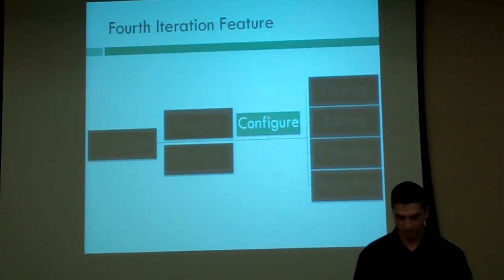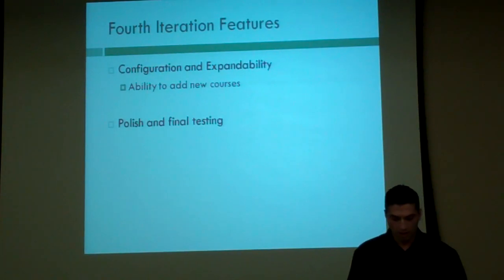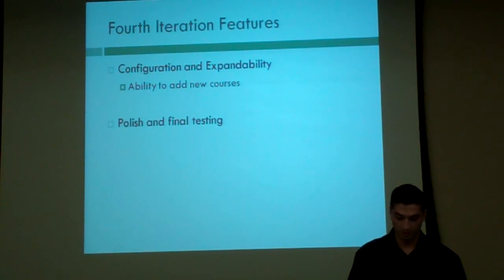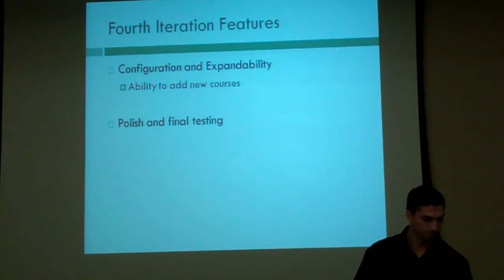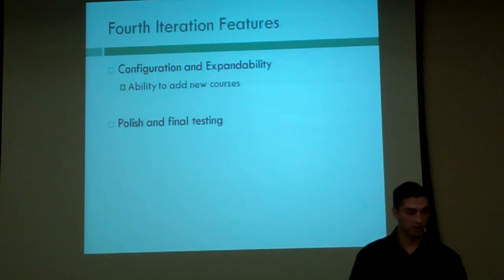For our fourth iteration, we will add the ability to add a class or a program under the correct text field, and this will generate a new column for that item in the database. And lastly, we'll polish the final product.